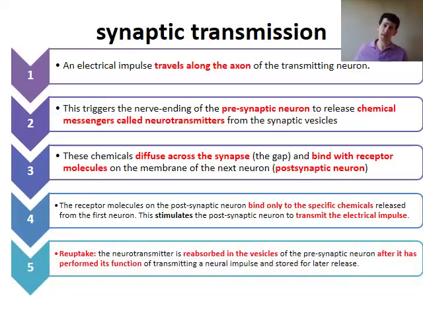And once the impulse is carried on down the postsynaptic neuron, what happens is this process of reuptake. The reuptake is when the neurotransmitters, so the serotonin, the dopamine, are reabsorbed into the presynaptic membrane and back into the synaptic vesicles. Once they've done their function, once the dopamine, once the serotonin have helped the impulse travel down the postsynaptic membrane, then they are reabsorbed back into the synaptic vesicles until next time when they're needed again when an impulse arrives.